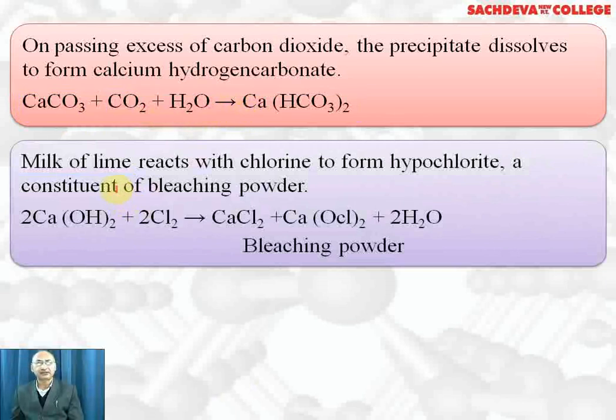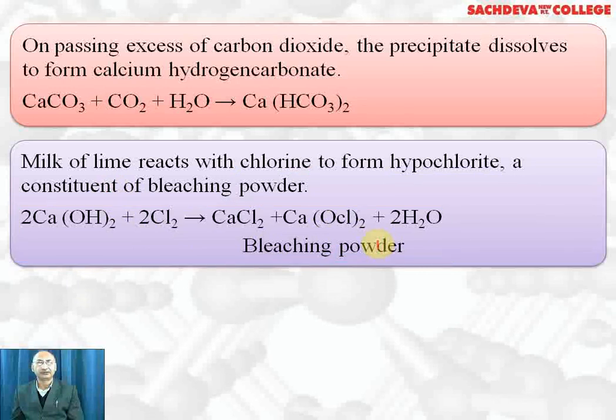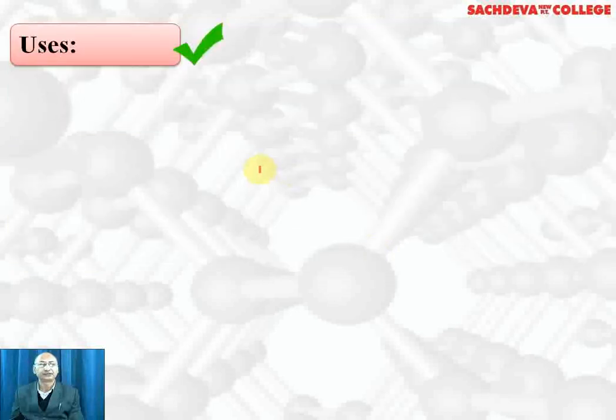Milk of lime reacts with chlorine to form hypochlorite, a constituent of bleaching powder. Dry slaked lime reacts with dry chlorine to form CaOCl2 plus H2O. This mixture is called bleaching powder, which is used as an oxidizing agent, chlorinating agent, as well as disinfectant. These are uses of slaked lime.